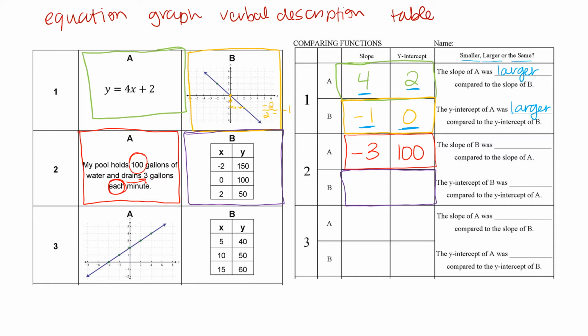For the table, you're going to have to find your change in y divided by your change in x. So 150 to 100 to 50 is -50. On the other side, -2 to 0 to 2 is +2. So my slope here is going to be -50 divided by 2, which I know is -25. My y-intercept is the number across from x equals 0, which is 100.